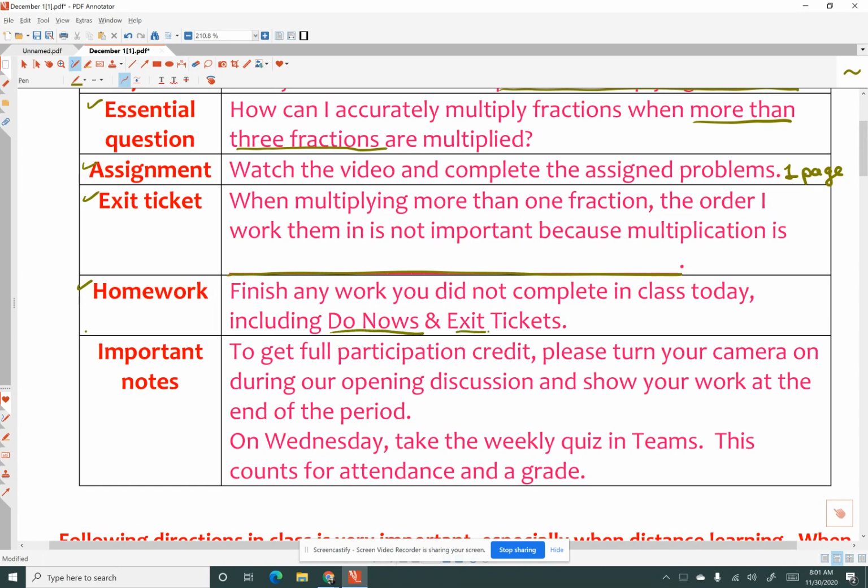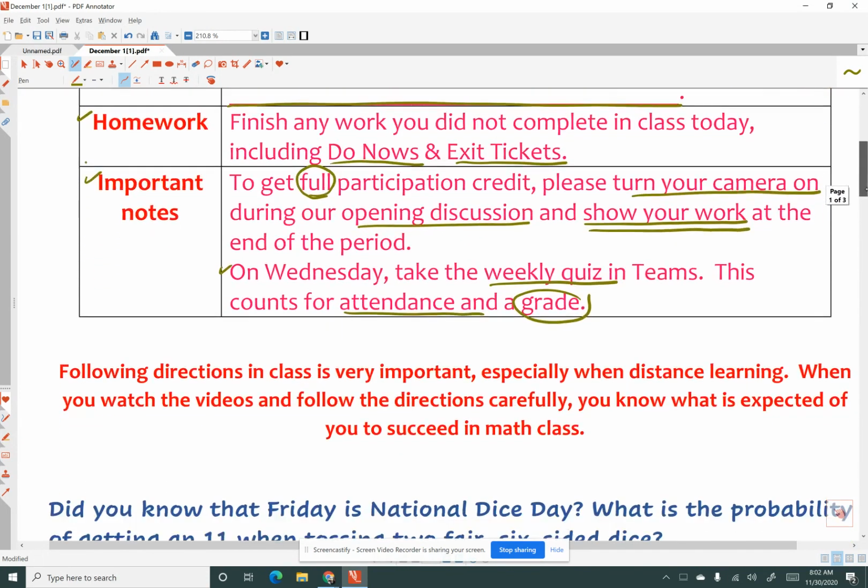Remember, our do nows and our exit tickets are in Teams, but we do our math work on our physical paper. If you don't have those notes, please contact me. Important notes: to get full participation credit, please turn your camera on during our opening discussion. And at the end of the period, I want you to turn the camera on just for a few seconds and show your work. And then on Wednesday, remember, our weekly quiz is in Teams, which counts for attendance and a grade. So let's get good grades for the second marking period.